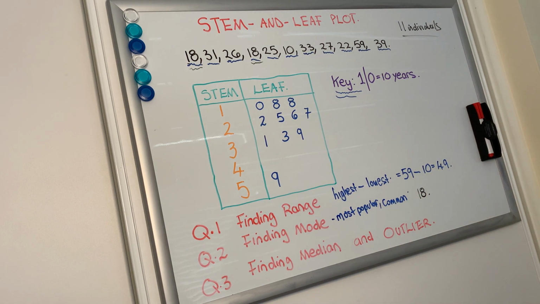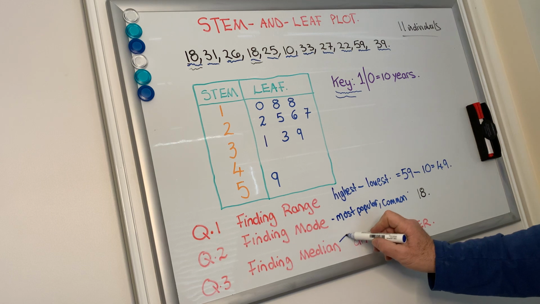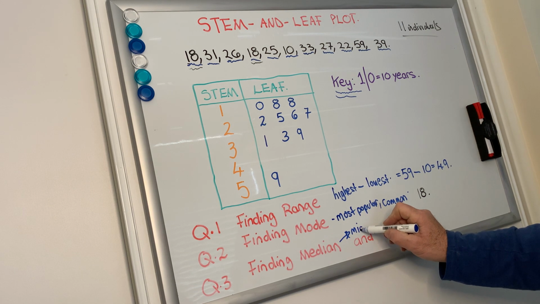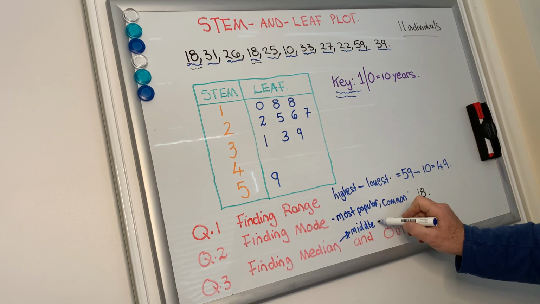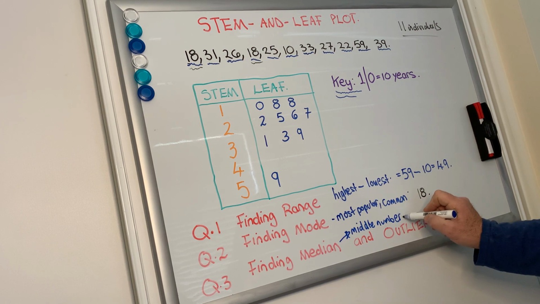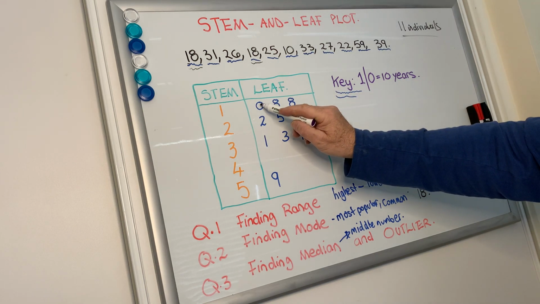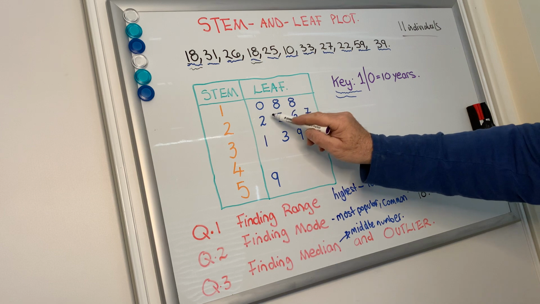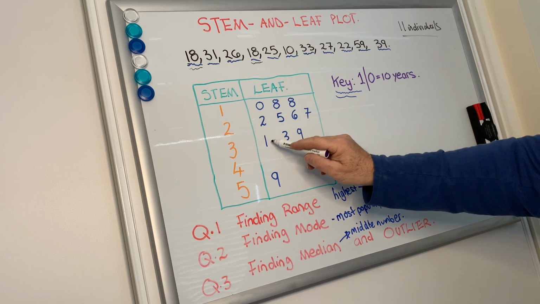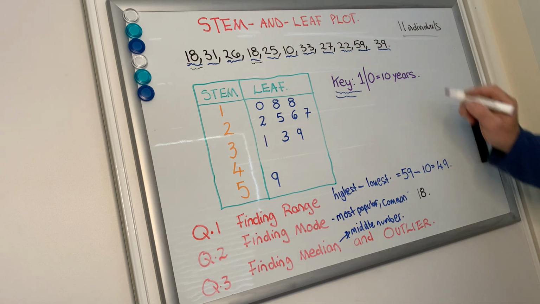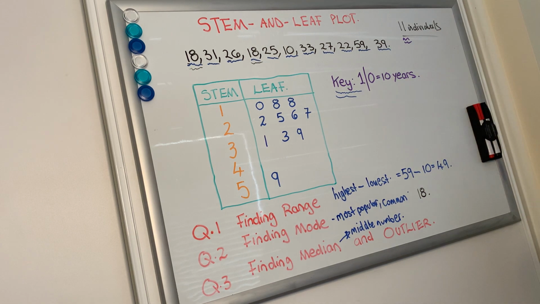Now, finding the median is like finding the middle number. The median is just the middle number. There are a couple of different ways in which we can find the middle number. Using this stem and leaf plot, we can say that we've got one number, two numbers, three numbers, four numbers, 5, 6, 7, 8, 9, 10, and 11. So we've got a total of 11 numbers, or 11 individuals.